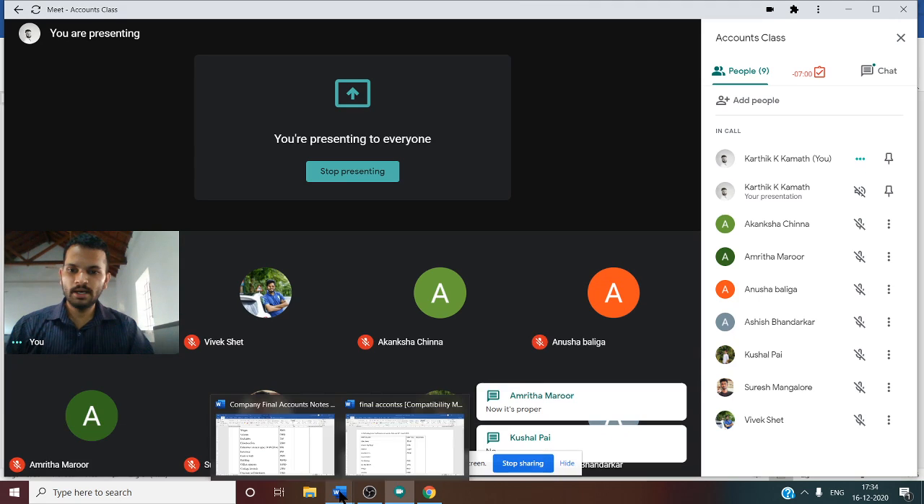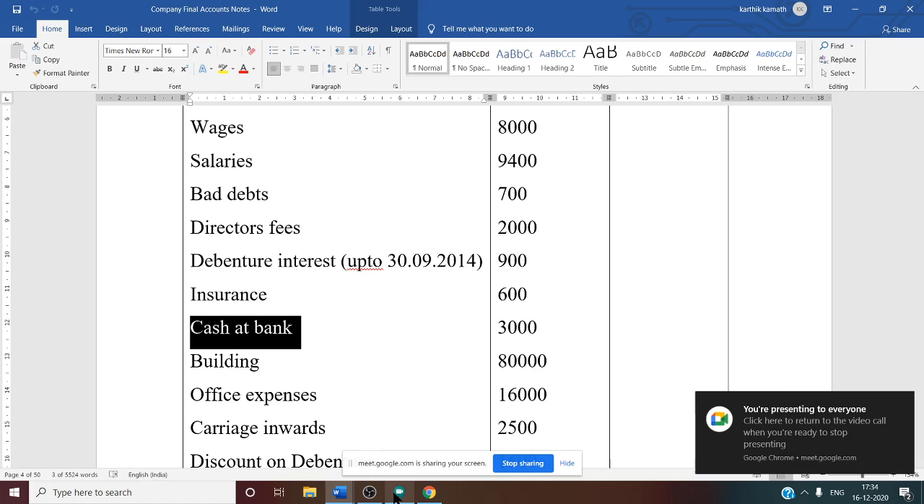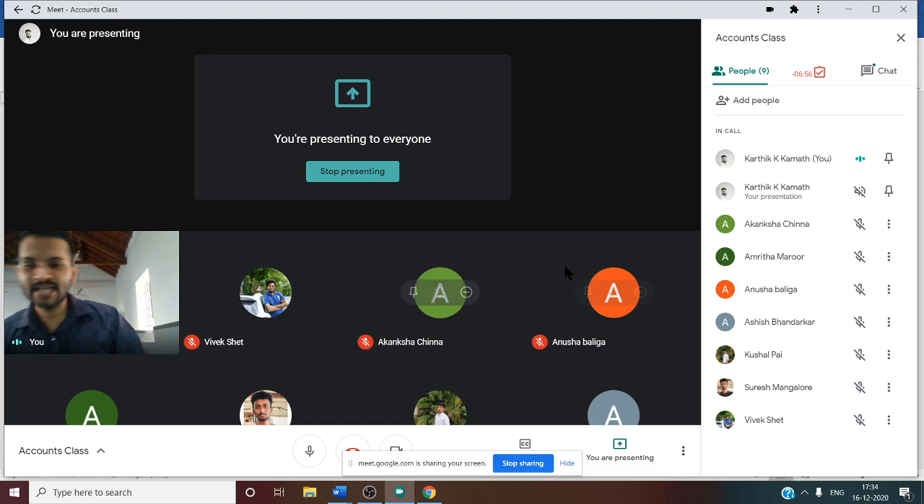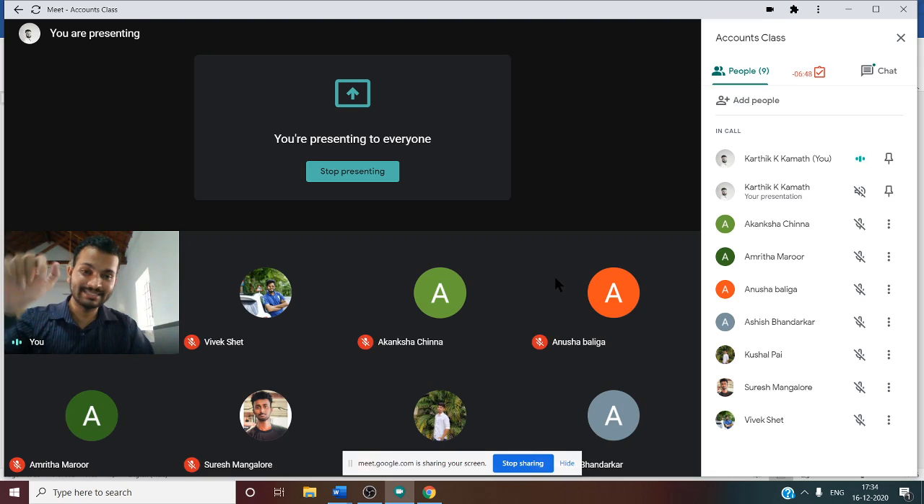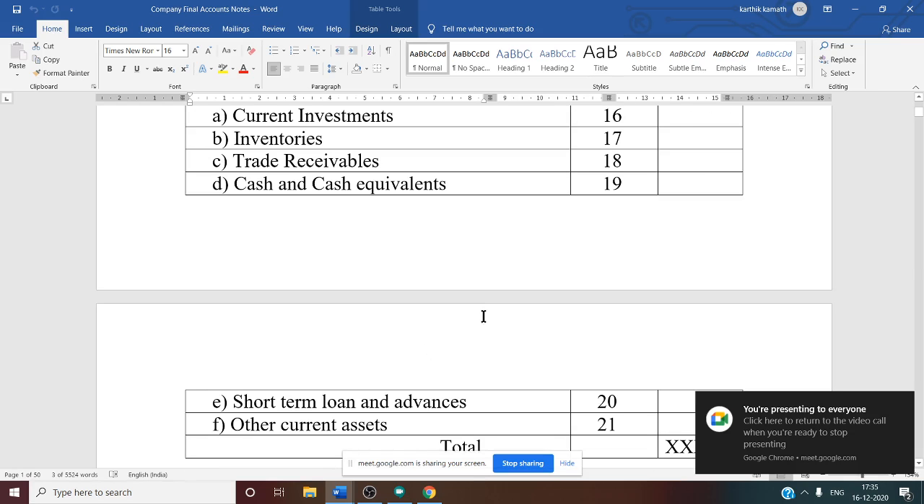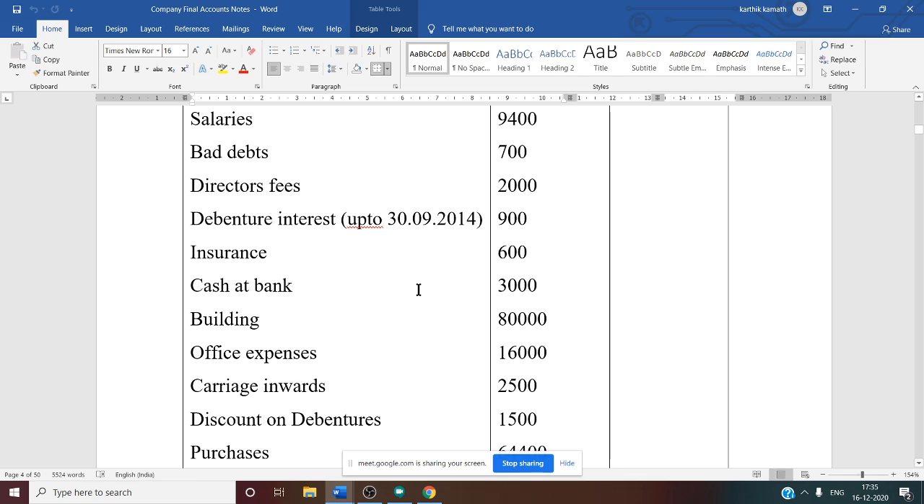So now we are discussing cash at bank. Cash at bank, where will it come? We have to see the balance sheet. In the balance sheet, there is one working note under asset, that is cash and cash equivalent. You have to remember the working note number. Here I feel it is working note number 19. Let us see whether it is correct or not. Yes. So cash and cash equivalent is working note number 19. There you have to record cash at bank information.